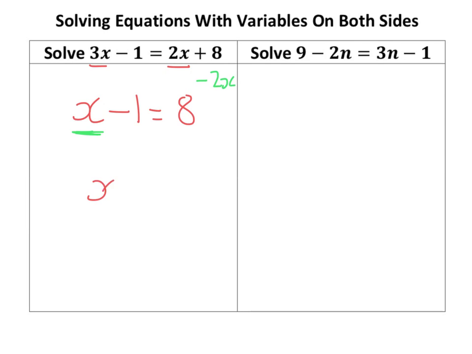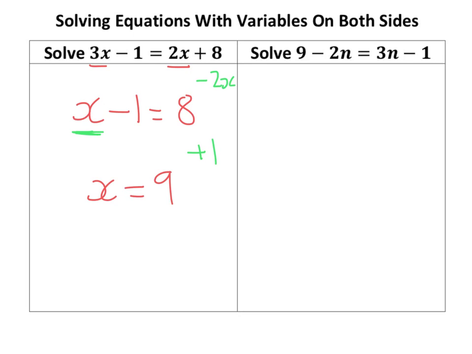So x has got to be something -1 makes 8, so x has got to be 9. Now again, you can do that as a +1 to both sides. That's absolutely fine. Now then, second one, I'm going to do exactly the same sort of process.